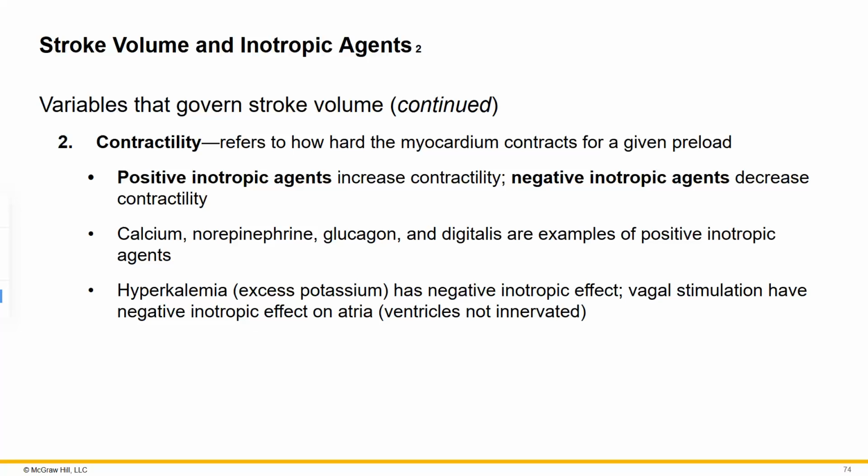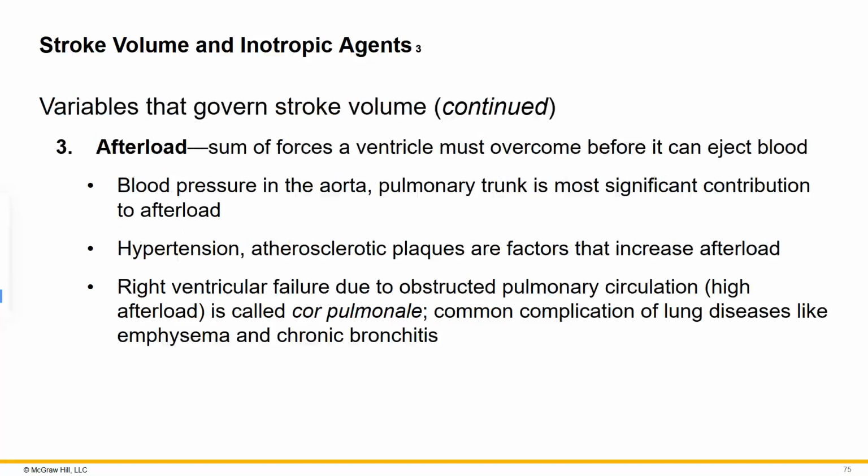Ventricles are not innervated. And then afterload, the sum of forces a ventricle must overcome before it can eject blood. Blood pressure in the aorta and pulmonary trunk is the most significant contribution to afterload. Hypertension and atherosclerotic plaques are factors that increase afterload. Right ventricular failure due to obstructed pulmonary circulation is called cor pulmonale, a common complication of lung disease like emphysema and chronic bronchitis.